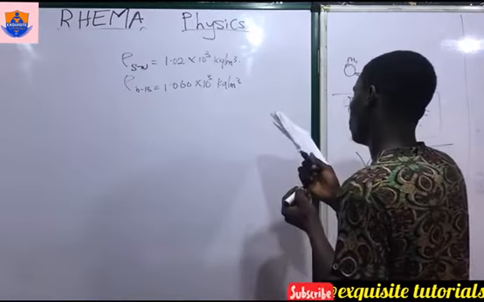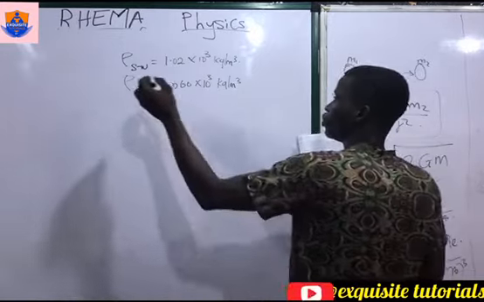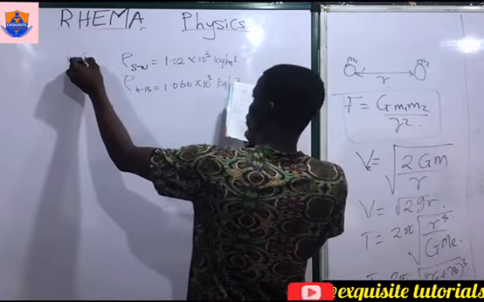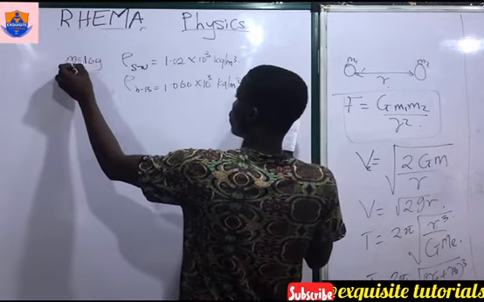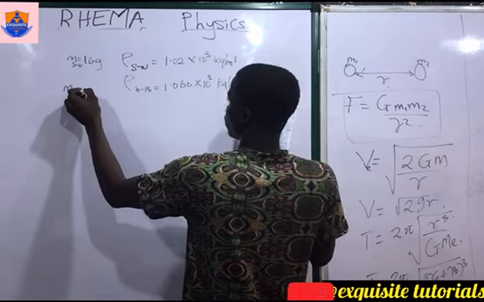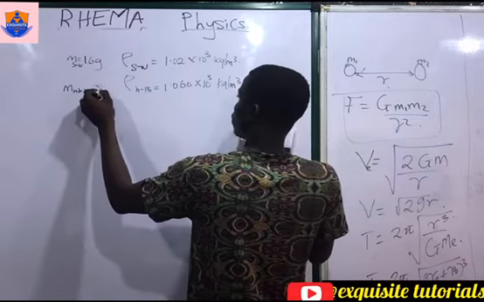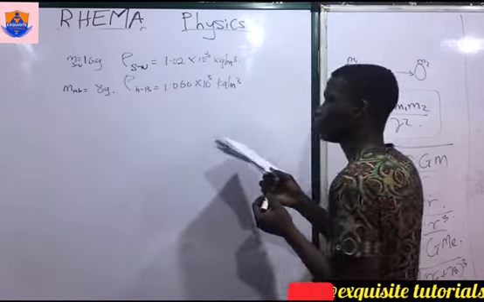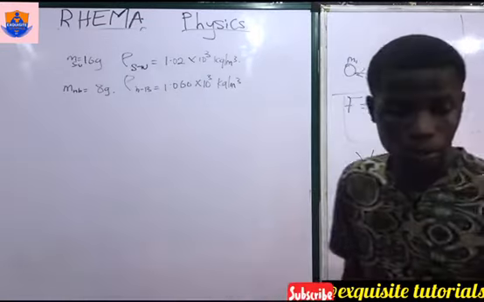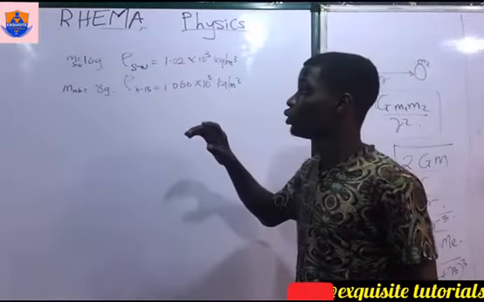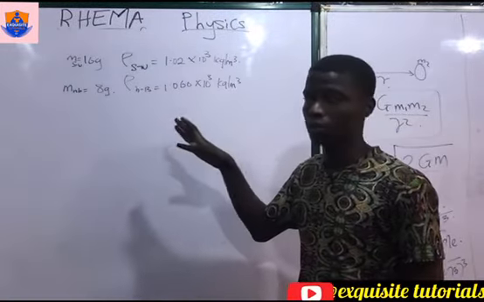So now, the mass of seawater, we're told, is 16 grams. And the mass of the human blood is 8 grams. So now, if you want to solve this question, we're told to find the density of the mixture.